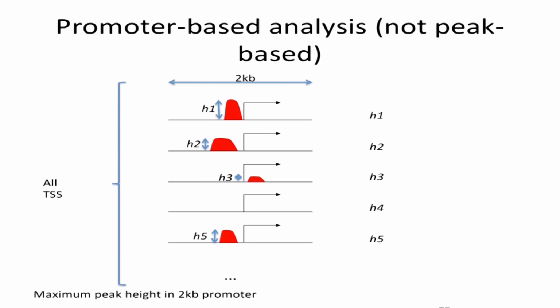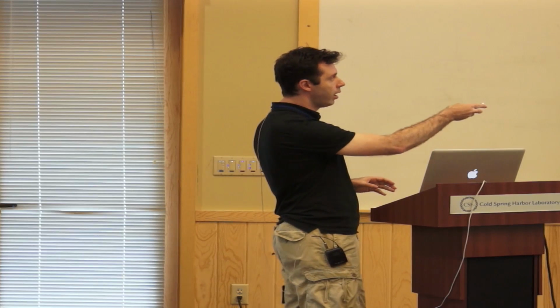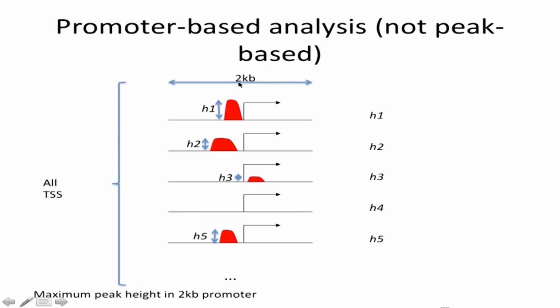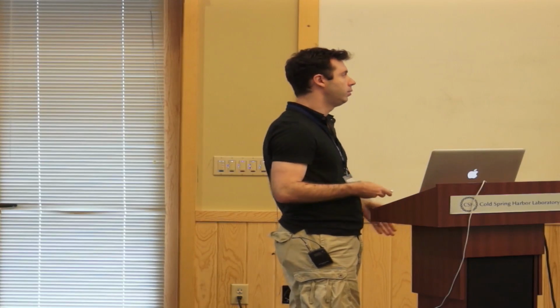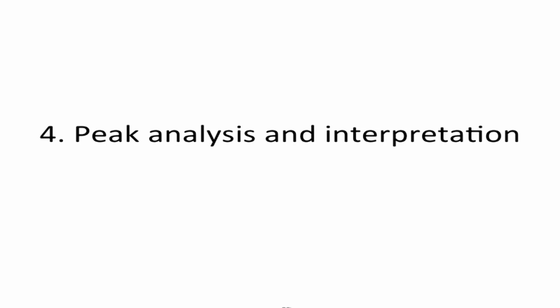An alternative to calling peaks is to quantify within given windows, for example windows around the transcription start site, to quantify peak height, essentially read density in those regions. And you can use that to compare conditions, to compare experiments and so on. Not calling peaks, just quantifying how many reads you have in a given region. This is a very powerful way to analyze also some of these non-peaky ChIP-seq data sets.